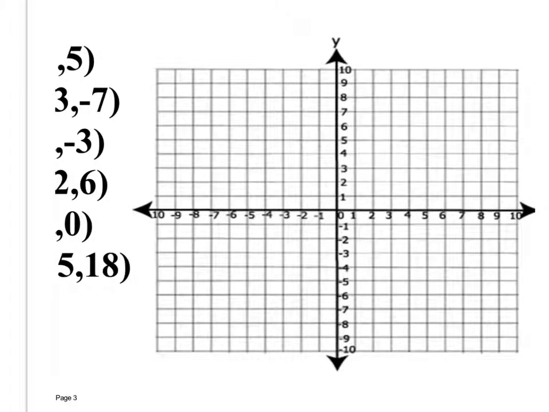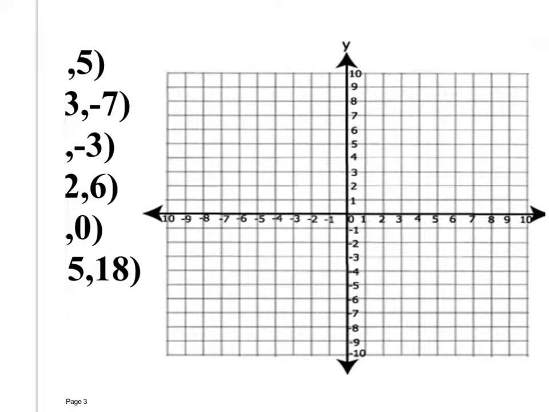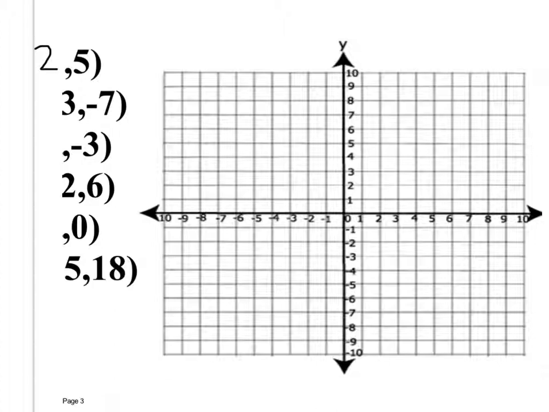Alright, what you need to do is write down these ordered pairs. This is at 2, 5. This is at 3, negative 7. This is 0, negative 3. That is 2, 6. This is 5, 0. And then this is 15, 18. Don't write that one down. We're going to write that one down on a different graph. Okay? So go ahead and write down those 5 and then graph them.